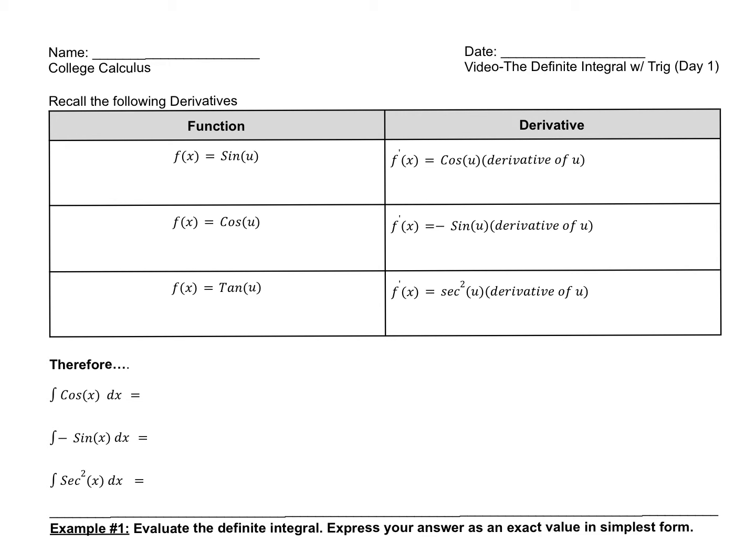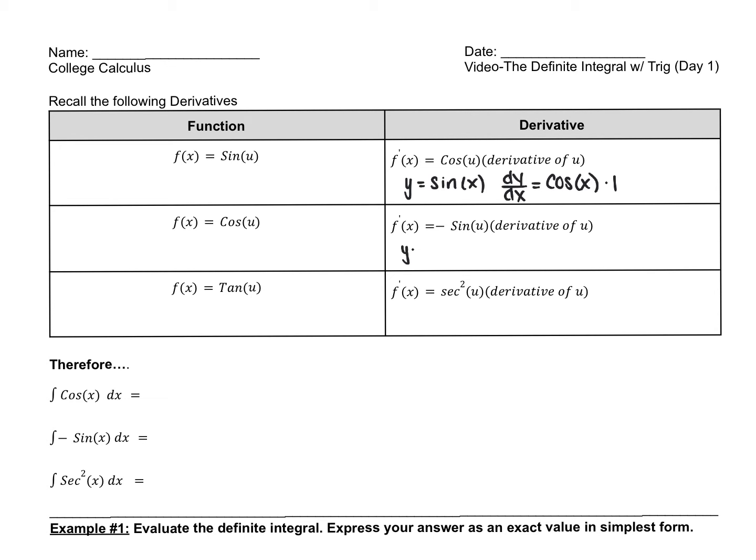So if we don't have any inside other than x, then it's just going to be as follows. If my function is y equals sine of x, then my derivative, dy over dx, is just going to be cosine of x, and then times the derivative of x, which is just 1, right? The derivative of the inside. So just cosine of x.